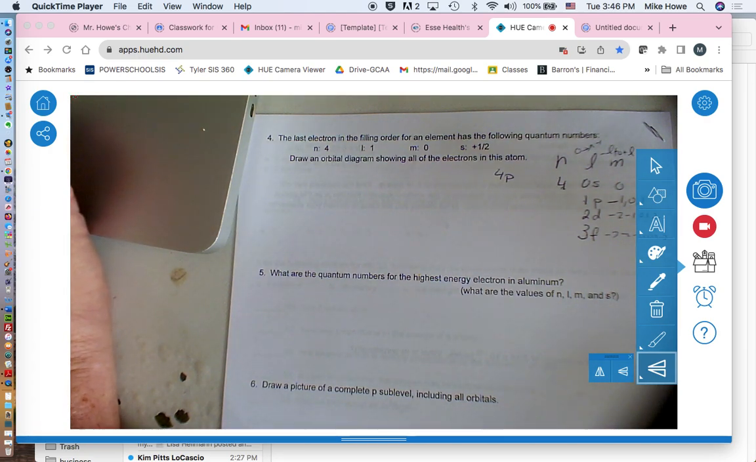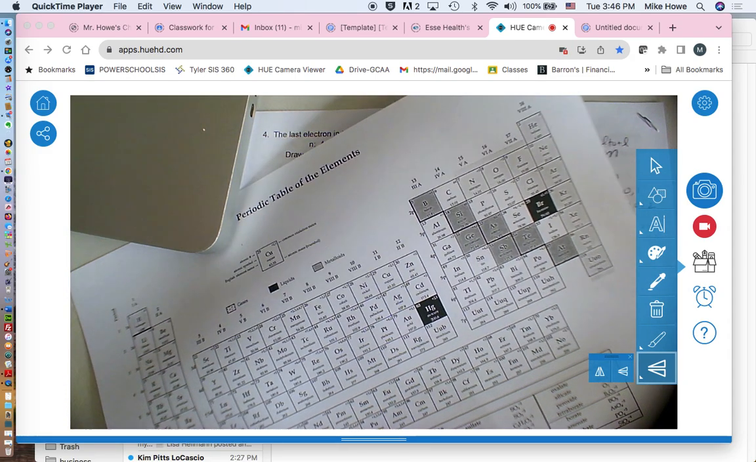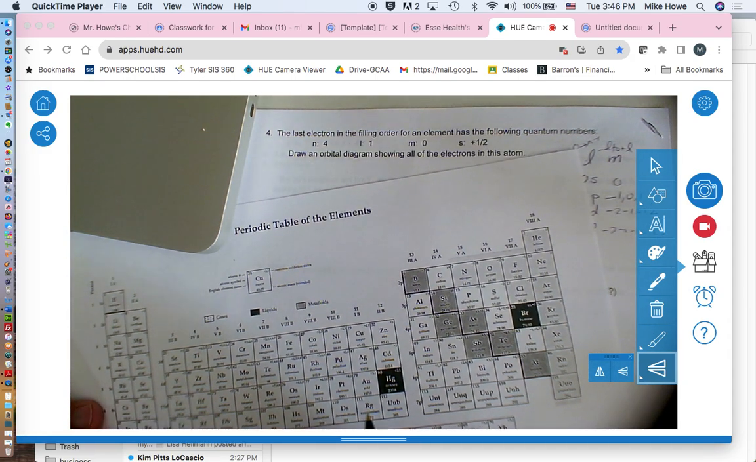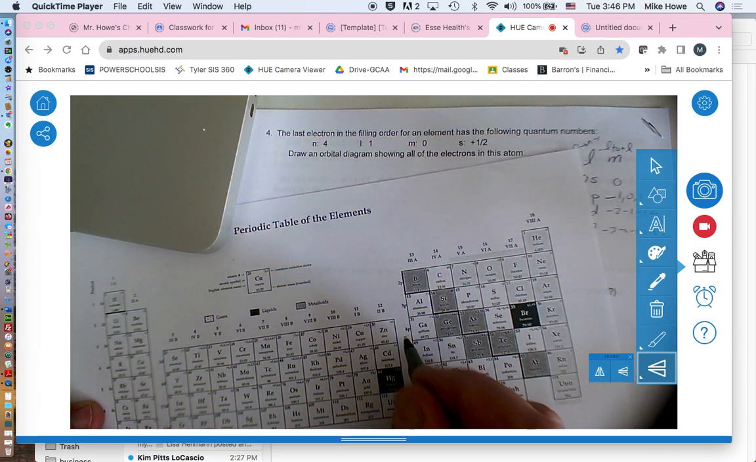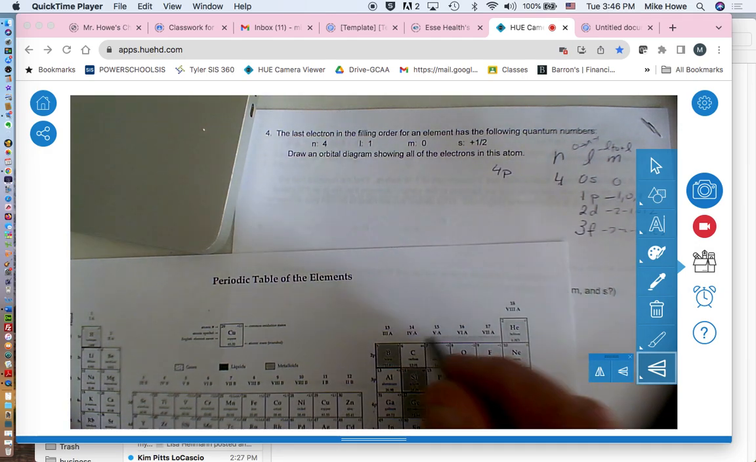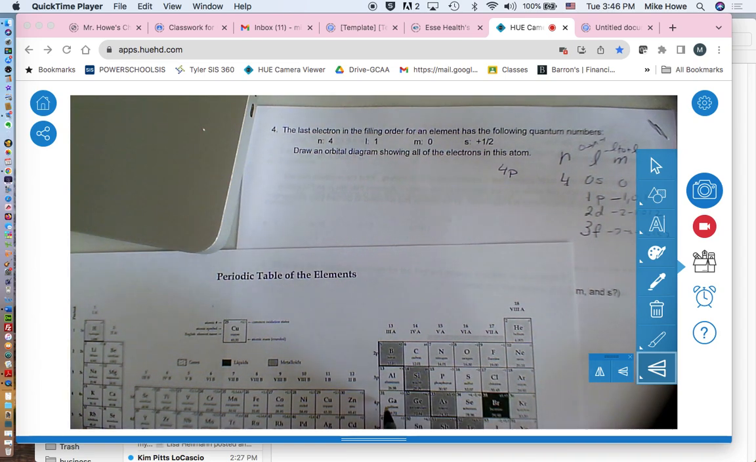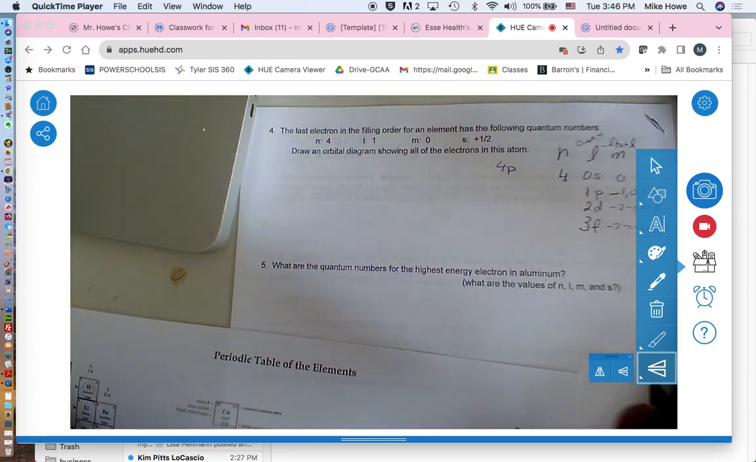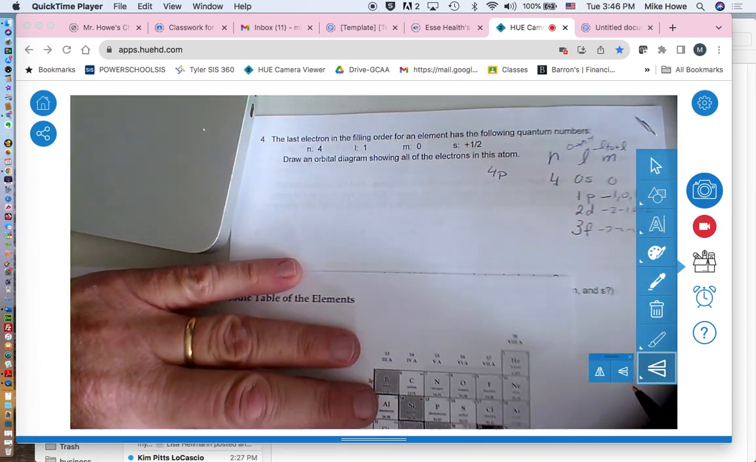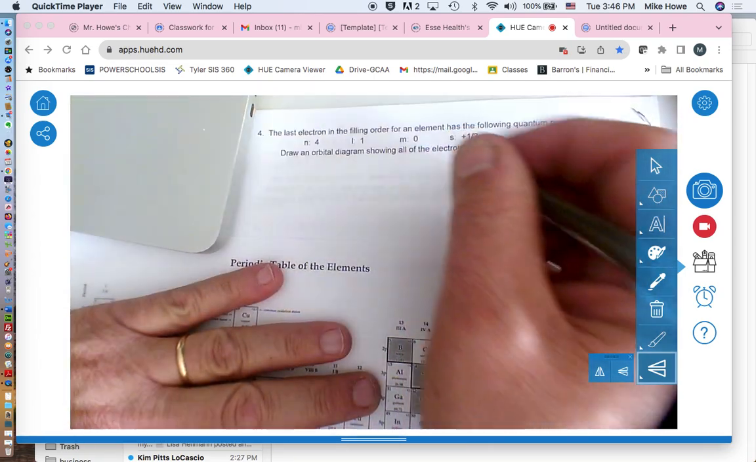And let me grab a periodic table and show you. The periodic table, and 4p is here. We're somewhere over in here. We don't know where, but 4p. So there's 4p, l is 1. All right, and now we know that m equals 0. So let's look at the m equals 0 possibilities.